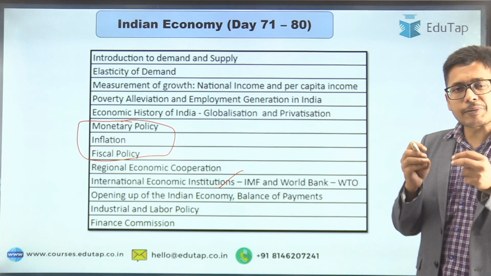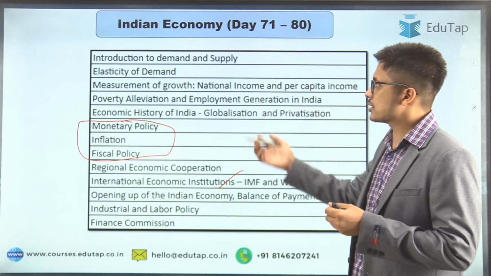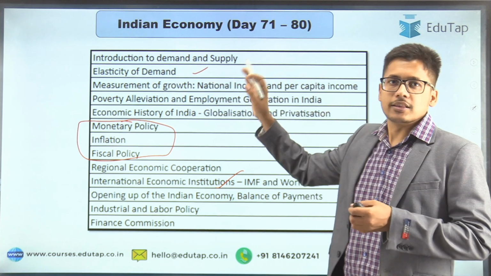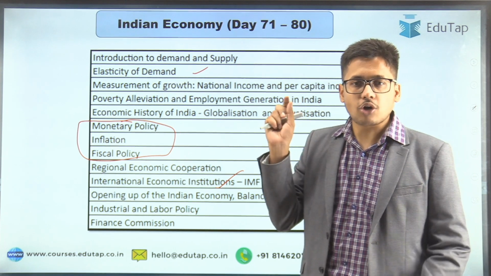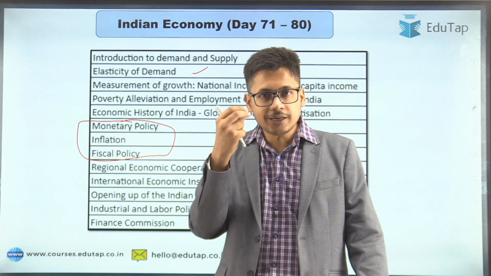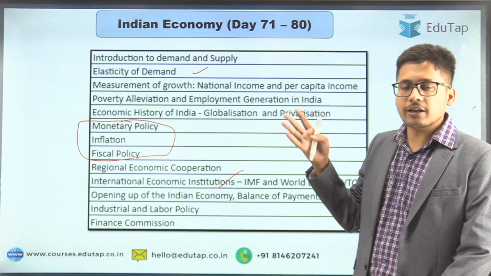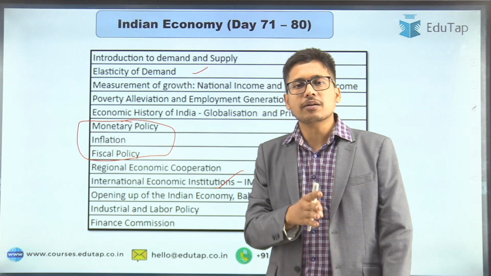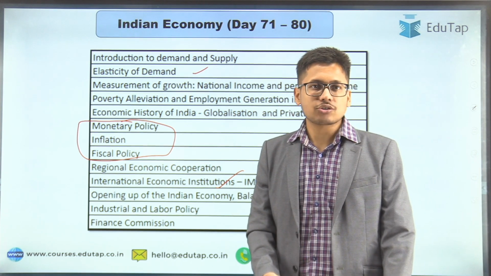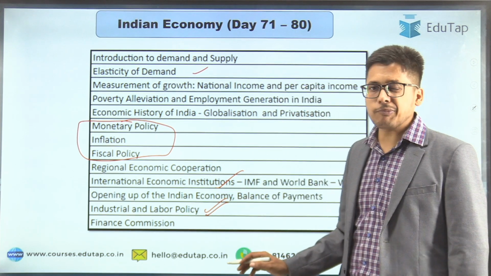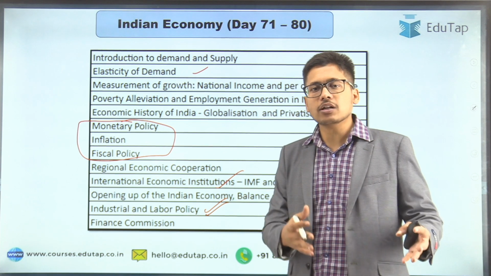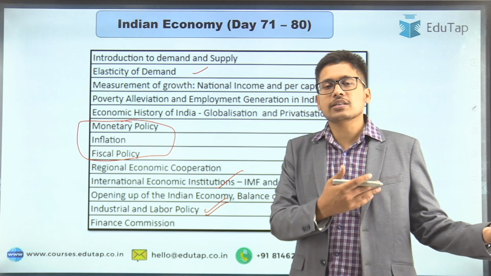Then the basic principles of economy, like what is demand and supply, what is the elasticity of demand, these questions will also be there. And especially for people from a non-economic background, these topics, these concepts, they might be a bit tricky to understand, but if you devote enough time and if you have a good enough content material, then you can easily understand these topics also, right? After this, the industrial and labor policy is also very important, but this we will cover separately also in the industrial relations and labor laws.